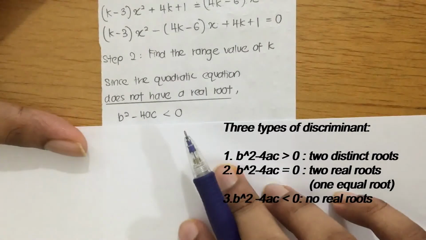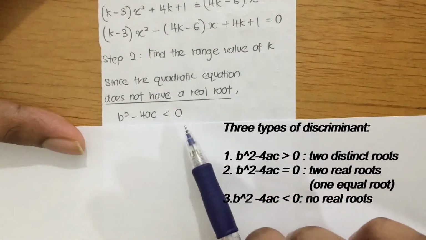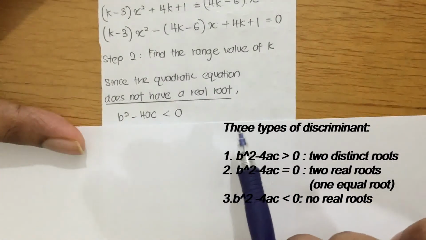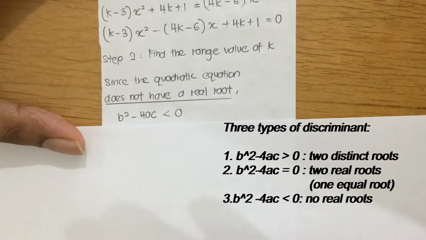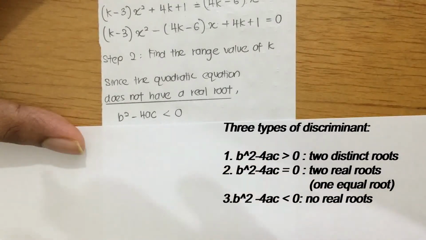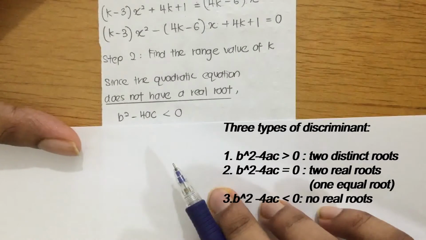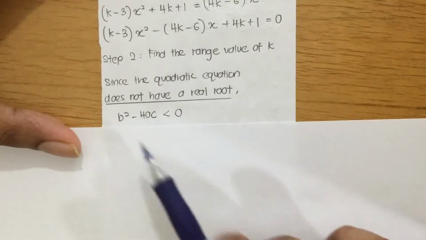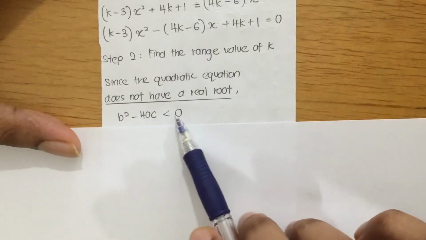For b squared minus 4ac more than 0, you can apply the discriminant only when you have two distinct roots. Whereas for b squared minus 4ac equals to 0, you can apply when you have two real roots, guys. Two real roots, or to be more precise, one equal root. Okay, let us continue. So from here, b squared minus 4ac less than 0.